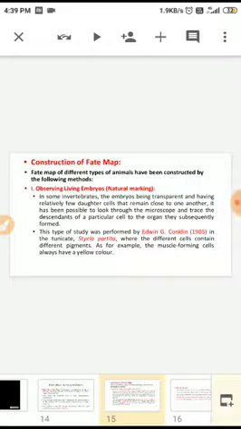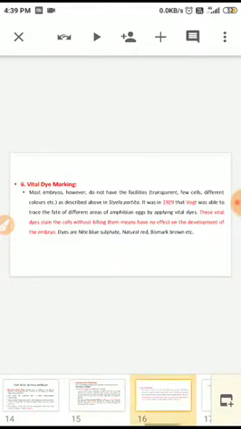This type of study was done by Edwin G. Conklin in 1905 in Styela partita, where different cells contain different pigments. For example, muscle-forming cells always have a yellow color. Vital dye marking: most embryos, however, do not have these facilities of being transparent, having few cells, and different colors as described in Styela partita.